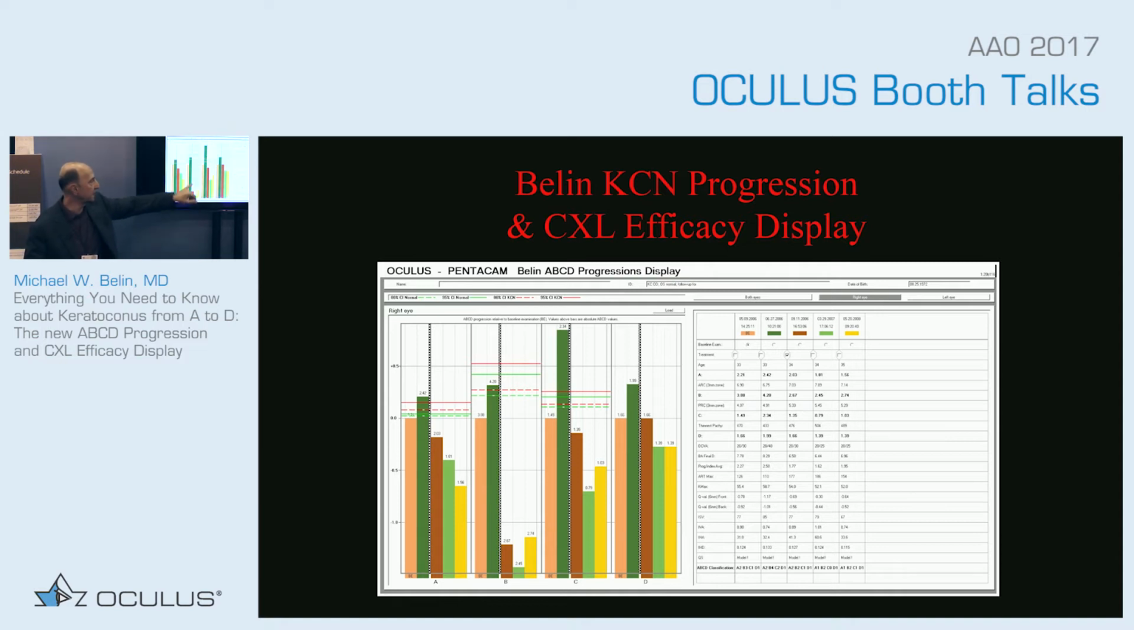Same thing over here, it reached an 80% confidence interval. Here it's well above. So this patient was cross-linked, and you can actually mark in time when the patient was cross-linked, and it will show up as a hatched line. And then you can see again the response to cross-linking.